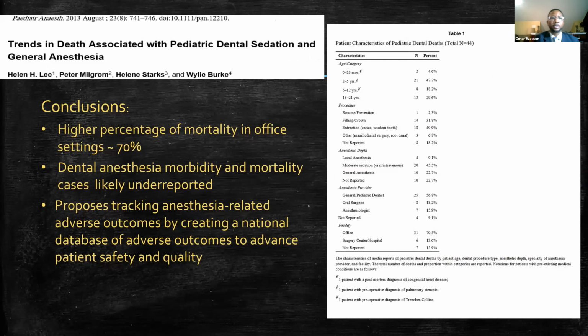So the conclusion of this particular article is that there's likely a higher percentage of mortality in office settings. 70% of the deaths, the 44 deaths they had in this 30-year period, occurred in office settings. Dental anesthesia morbidity and mortality cases are likely underreported because they only looked at media sources, and they proposed tracking anesthesia-related adverse outcomes by creating a national database of adverse outcomes to advance patient safety and quality.